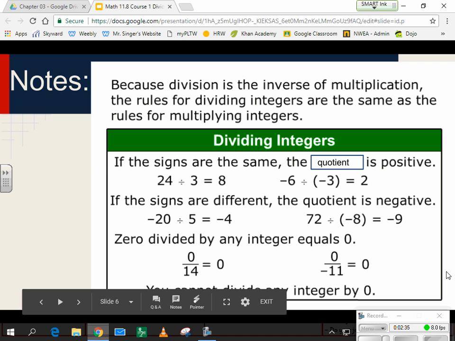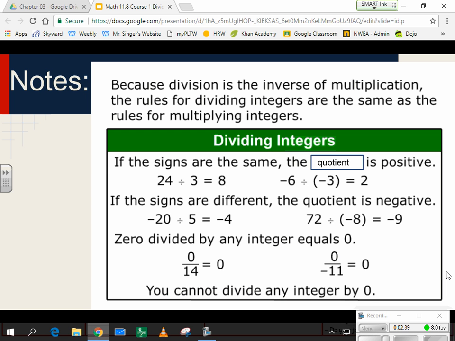This, though, needs to be written down. So go ahead and include the box with the dividing integers. So again, if the signs are the same, the quotient is positive. If the signs are different, the quotient will be negative. 0 divided by any integer is always going to equal 0. And remember, you cannot divide by 0. So your 0 will never be in the denominator part of a fraction or a division problem. Have this written down before moving on.